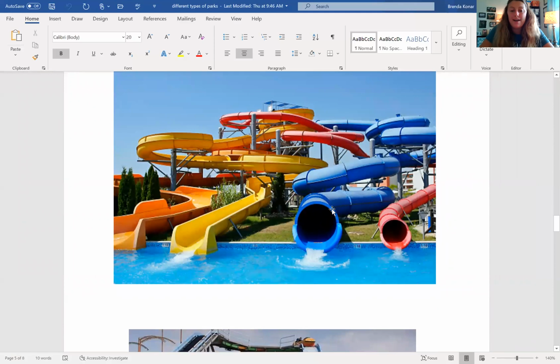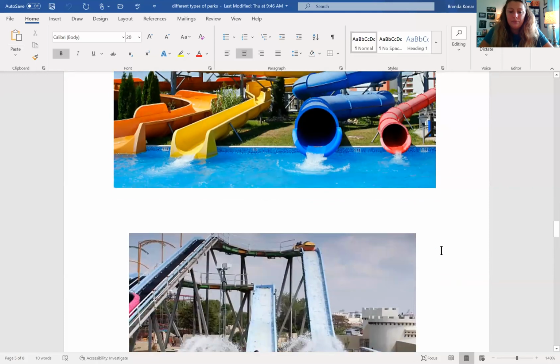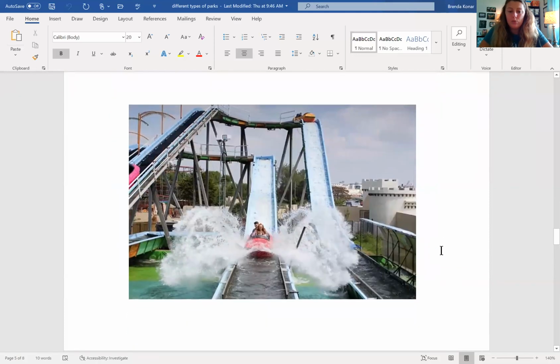You can also ride on a water slide. These have turns and loops and they move fast. Also at a water park, you might find one of these. This is a log flume, so it goes up the hills, around, and down.